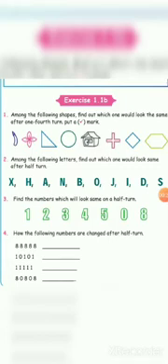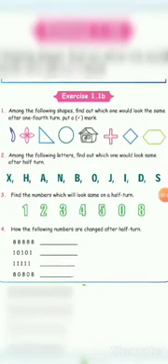Second one, among the following letters, find out which one would look the same after half turn. As I already told, when you get the same image, so A, B, and that, after the 4th turn only we can get the same image. So likewise you can give your answers. Find the numbers which will look the same on a half turn. Half turn means you can rotate 2 times. And the fourth one, how the following numbers are changed after half turn. This is also, so 8, with the half turn, 2 times. After 8, how will it be changed? So this is how you have to find it.